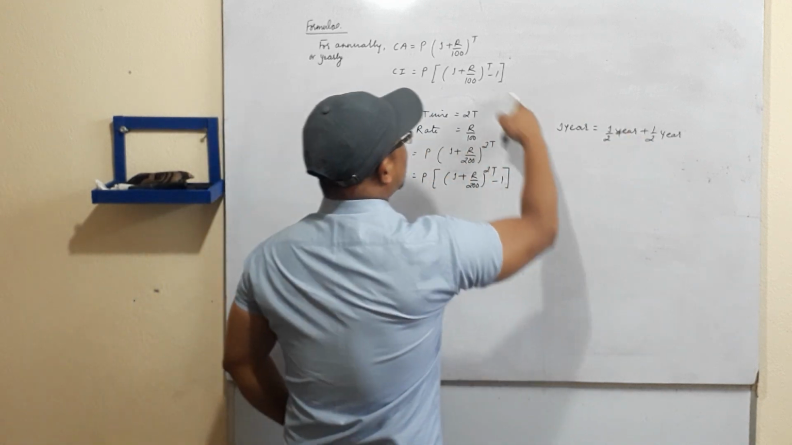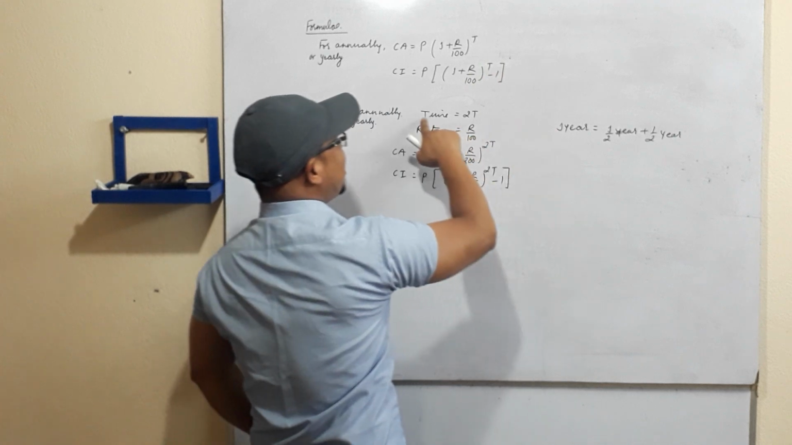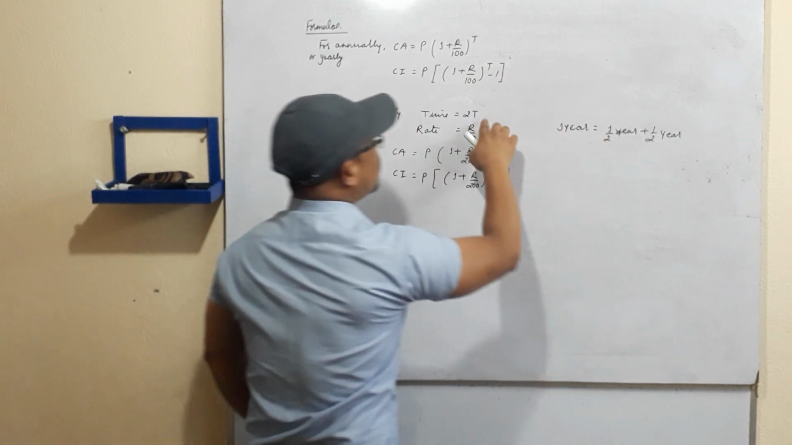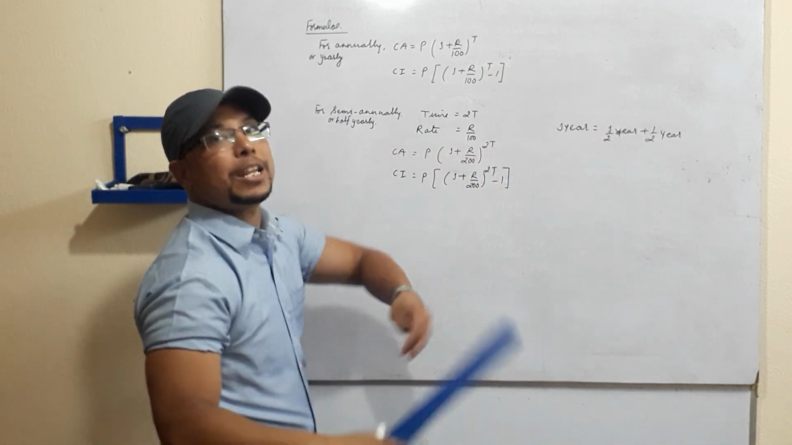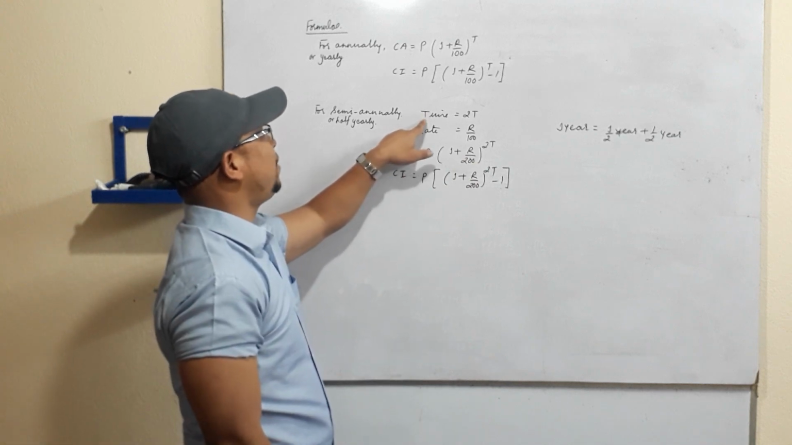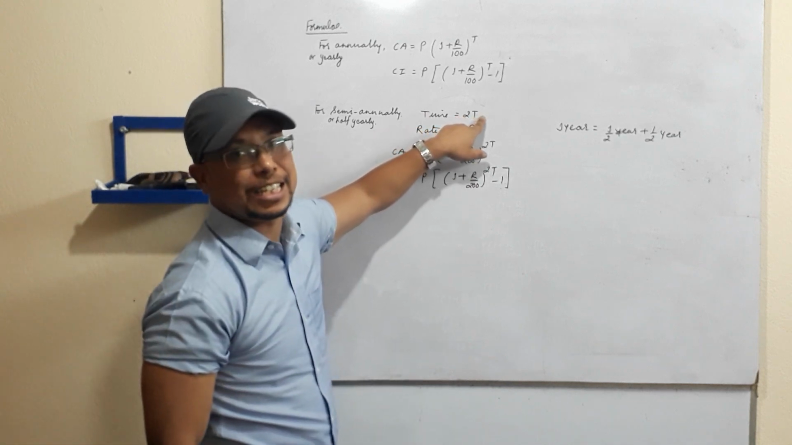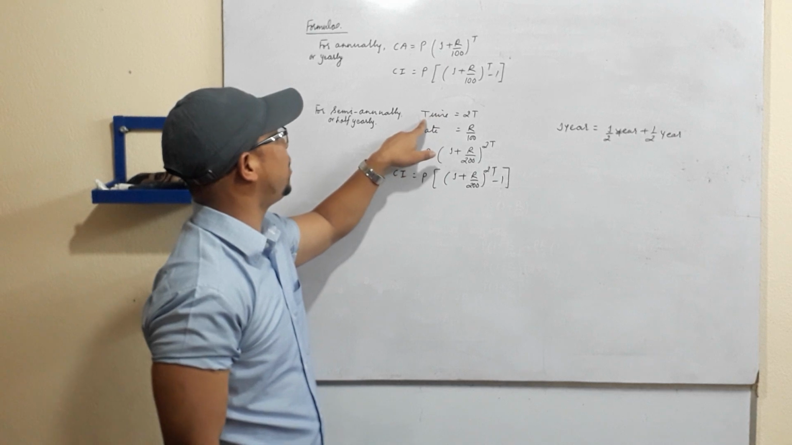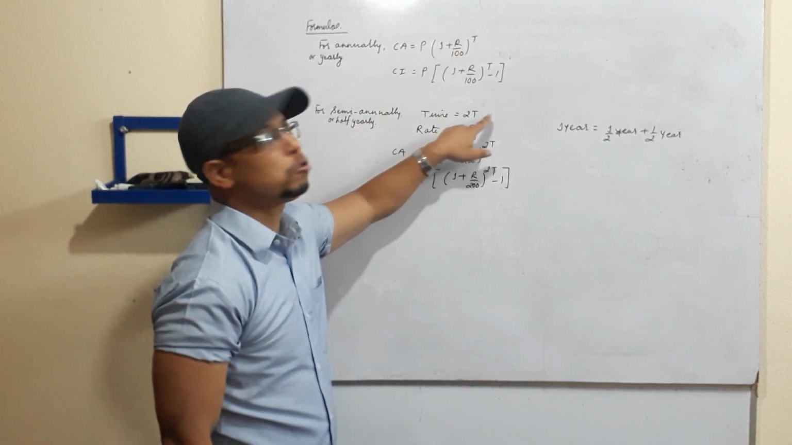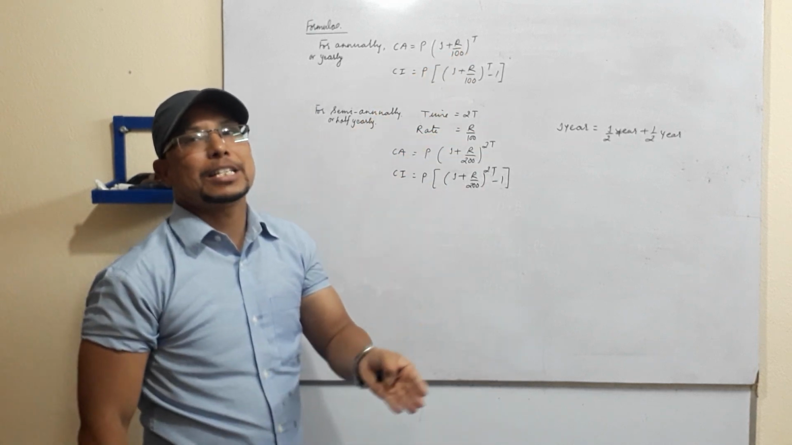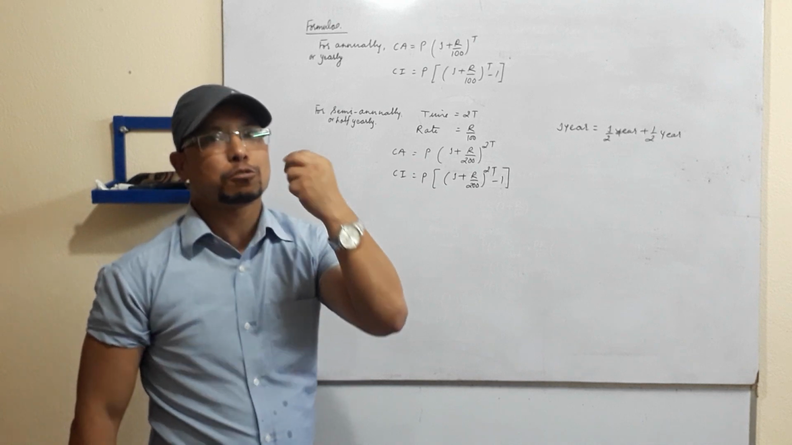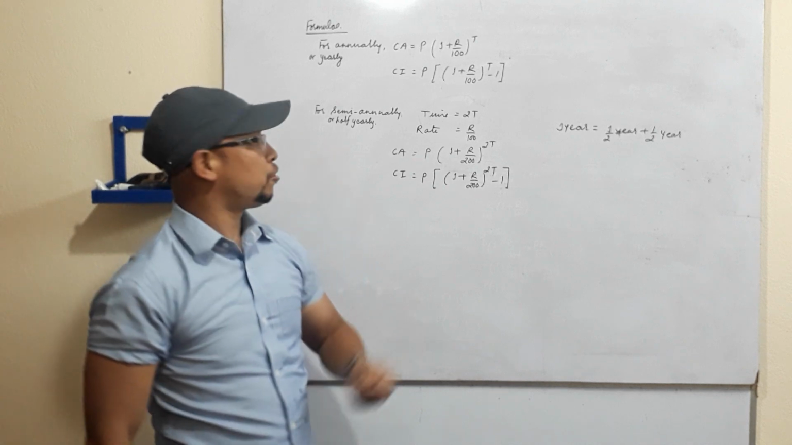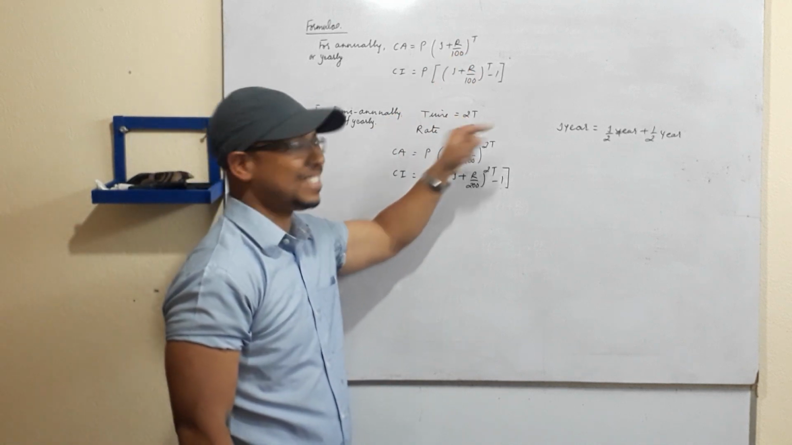So here the time unit is a year, and there the time unit is a half year. So how many half years are there? Time is replaced by 2t. Here it is t. So we replace this time by twice t. Why twice t? Because in 1 year there are 2 half years. So time should be replaced by twice t.